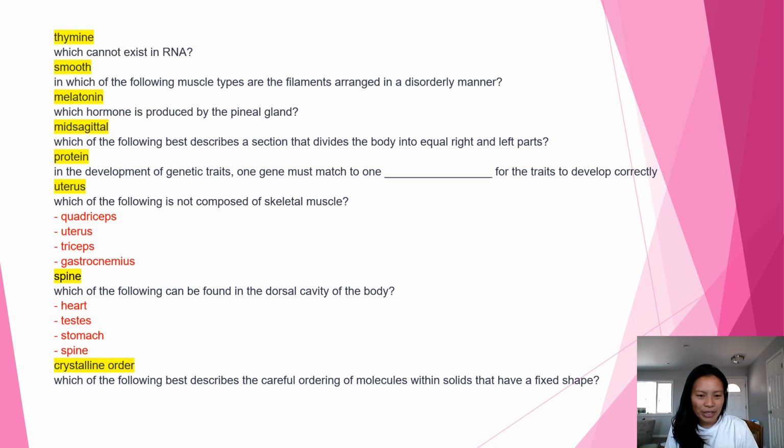Okay, which of the following can be found in the dorsal cavity of the body? We have the heart, testis, stomach, and spine. The answer is spine. It's dorsal, which is the back portion. Okay, which of the following best describes the careful ordering of molecules in a solid that has a fixed shape? The answer is crystalline order.